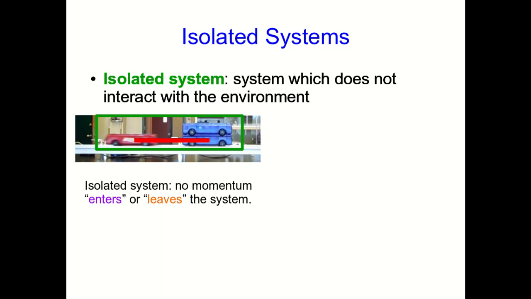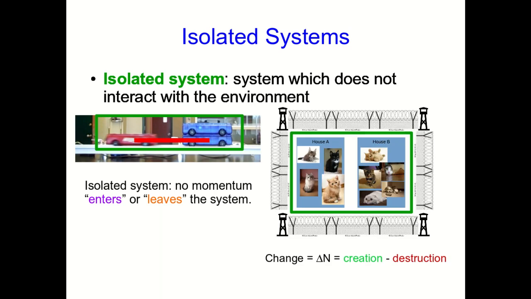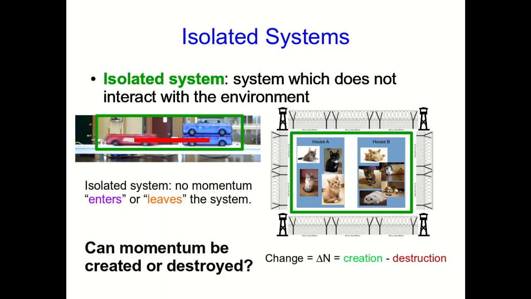But this may remind you of something we saw a couple of lectures ago. It's like our houses full of cats, where we've made sure that the cats can't enter or leave. And so, since momentum is an extensive quantity, that means it's going to follow the same sort of rule as the cats in the house with the fence around it. In other words, the momentum will only change because of creation or destruction, not because of input or output. Well, that raises the question, which we'll eventually get to, of whether momentum can be created or destroyed.